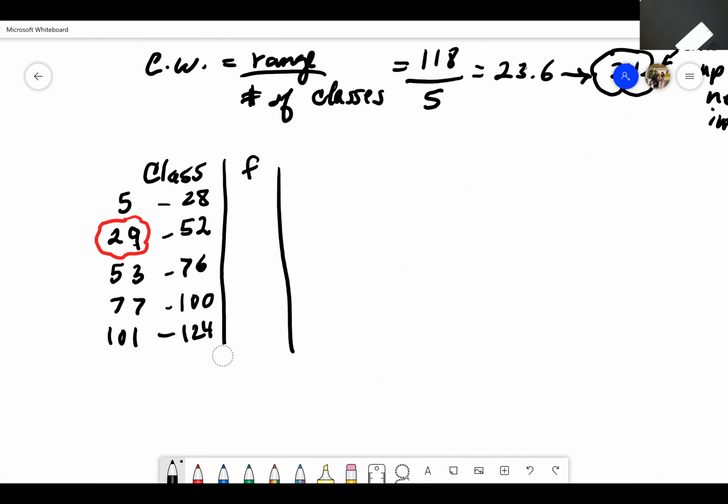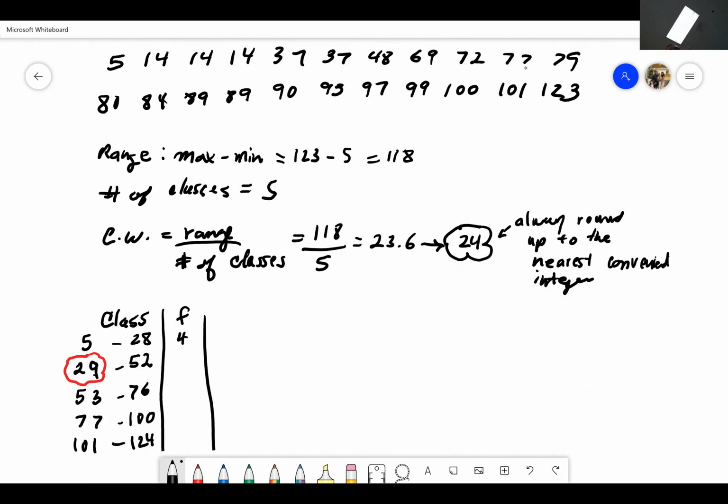Okay, so now we have our classes and we're going to do our frequency. From the numbers up top, how many numbers are from 5 to 28, inclusive? 4. How about from 29 to 52? How many numbers do I have there? 3, agreed. How about 53 to 76? 3. How about 77 to 100? 11, because 100 counts. How about 101 to 124?